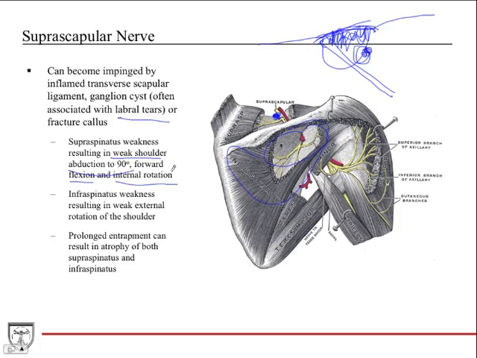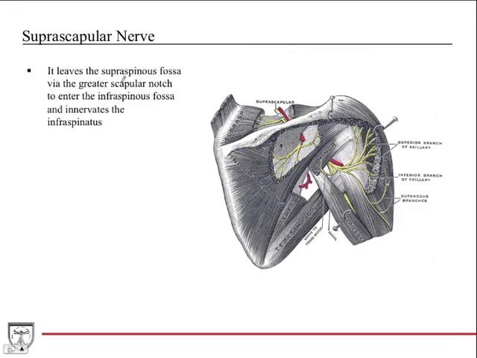And so what you've lost with supraspinatus is the ability to help begin abduction and then continue it. And then also it helps with forward flexion and internal rotation. Infraspinatus weakness will result in weak external rotation of the shoulder. And so if you remember, muscles contract, so it contracts in here, it shortens, and it's going to pull the shoulder out that way. So external or lateral, also known as lateral rotation. Now, prolonged entrapment can result in atrophy of both of these muscles, because if you're losing any stimulus, you're losing innervation. There's nothing stimulating the muscle, and they're just sitting there idle, and so eventually they'll develop atrophy.